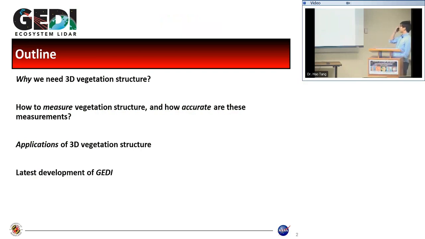A little bit of outline here: why we need lidar to measure 3D vegetation structure, how we actually measure the vegetation structure, and how accurate these measurements are. And of course, there'll be a bunch of applications of the 3D vegetation structure. I'm also going to share in part 2 of this talk the latest development of GEDI, which is due to launch within a month.